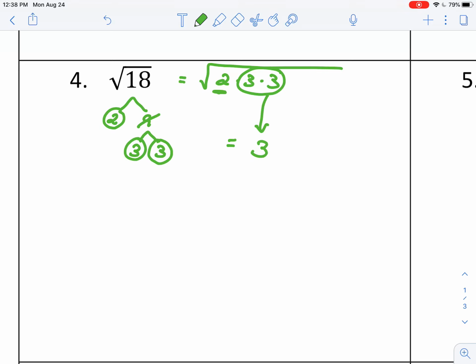But there are not a pair of 2's, meaning I don't have a perfect square. This 2 is still going to exist inside my radical. That's the simplified answer, 3 square root 2.